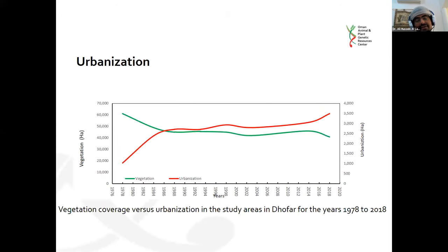Now let's talk about urbanization. This study was done with the GIS and remote sensing center at Sultan Qaboos University. So we have here 40 years of data. The red line is for buildings. The building area was almost 1,000 hectares in 1978, but after 40 years it reached 3,500 hectares. From the vegetation perspective, it was 60,000 hectares, and this is only for the mountainous area, and it was then reduced to almost 40,000 hectares.